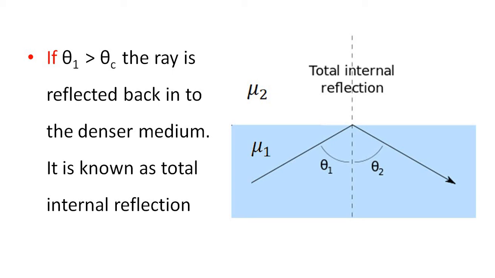So, two important points in case of total internal reflection are: one, mu1 should be greater than mu2. Two, the angle of incidence should be greater than the critical angle.